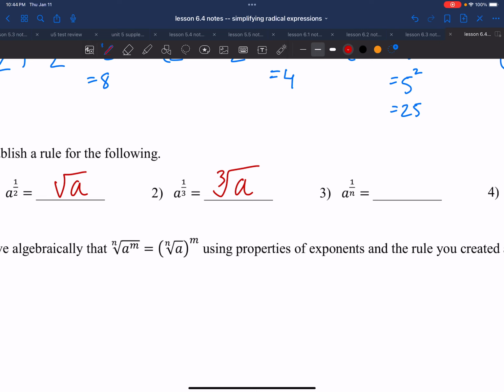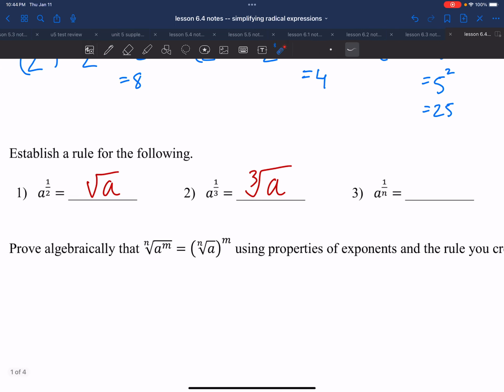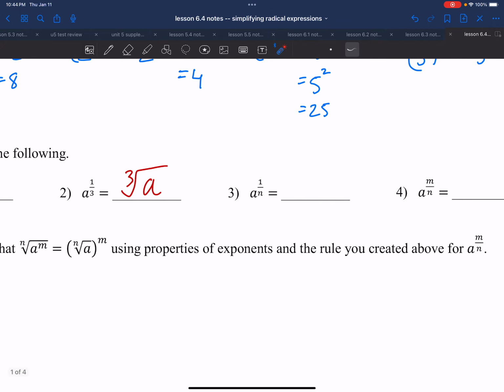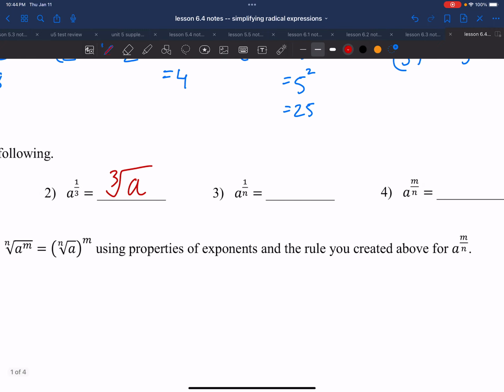And so, a to the 1/2, that's like a square root, right? Like a 2 is here. And then cubed, I put a 3 here. So if I generalize this for 1 over n, I can say that a to the 1 over n is the nth root of a. This is a sort of generalization of what's going on.